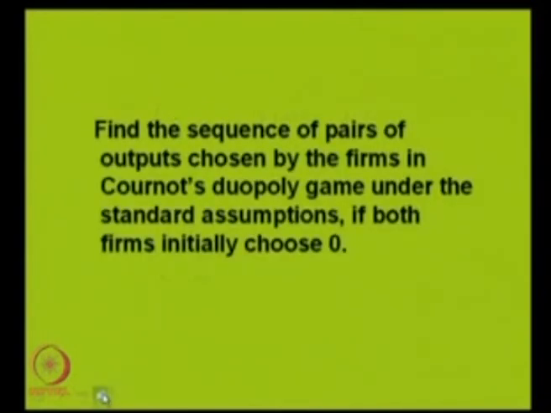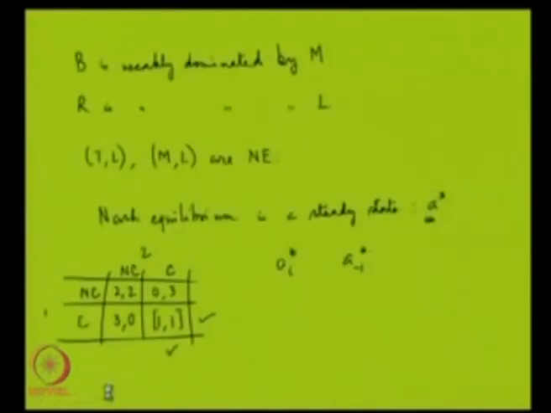And I have one question regarding this, in fact. Find the sequence of pairs of outputs chosen by the firms in the Cournot duopoly game under standard assumptions if both firms initially choose 0. So here both the firms are choosing the actions 0, 0 and the game is starting, and we have to find out what is the sequence of actions taken by both these players, and does it converge to the Nash equilibrium? That is what we want to see.